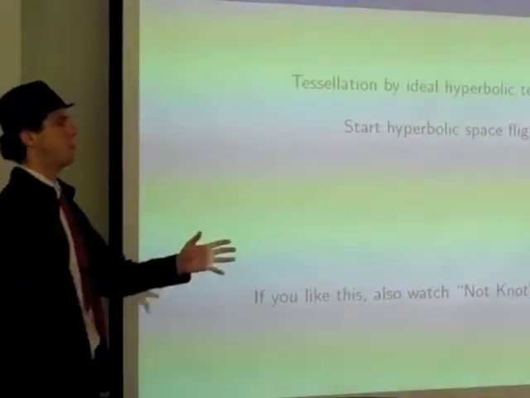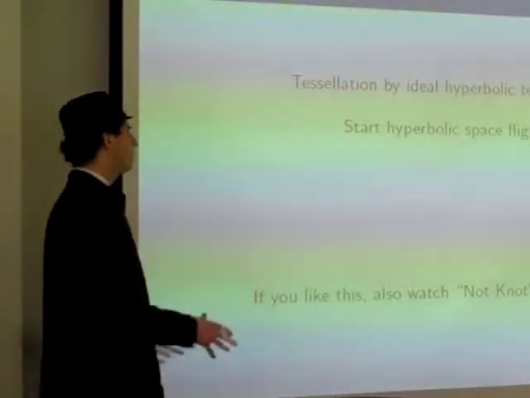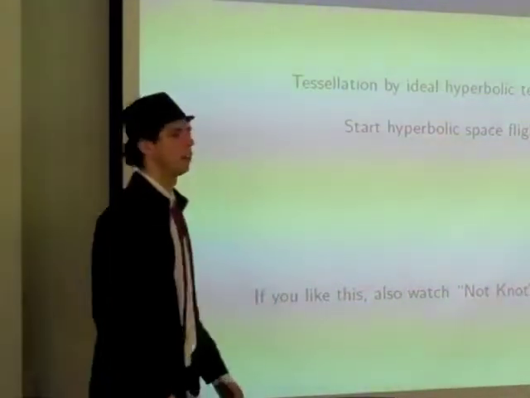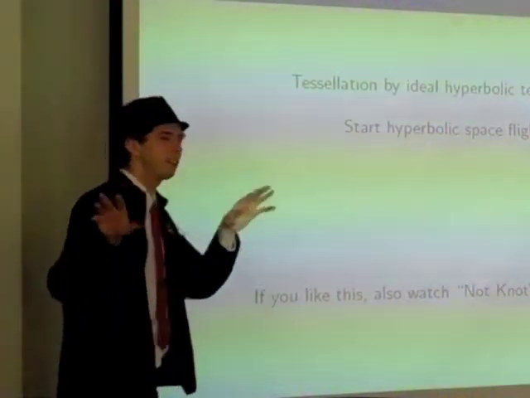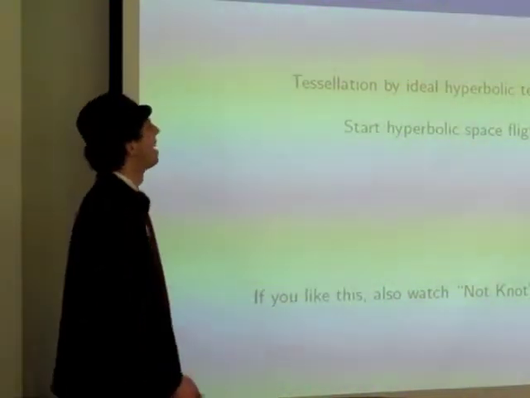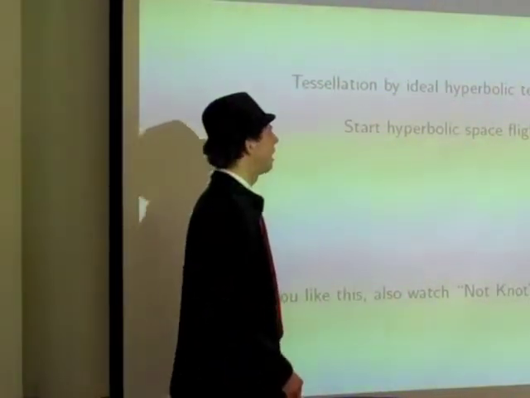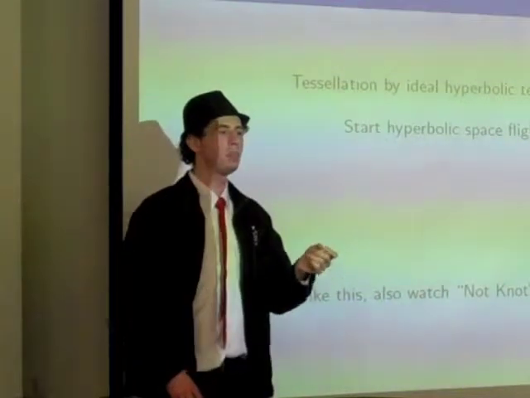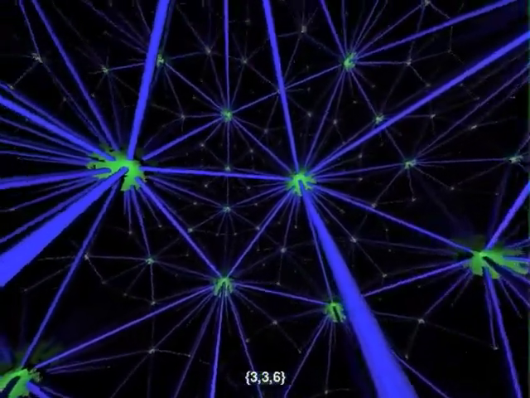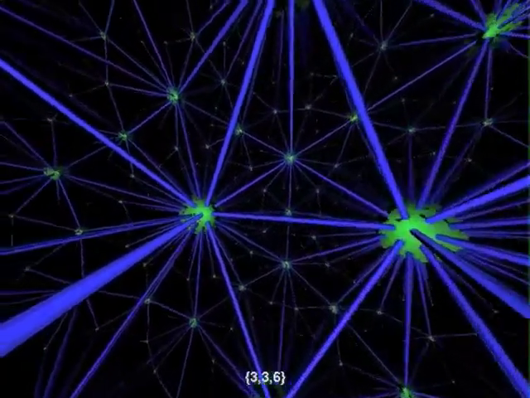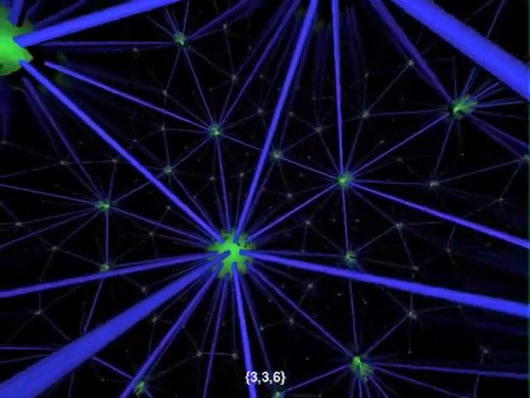For hyperbolic space, the most symmetric thing, disclaimer, most symmetric ideal tessellation, is by, again, regular hyperbolic tetrahedra. So here's a little program I wrote during my last 2 years at high school.